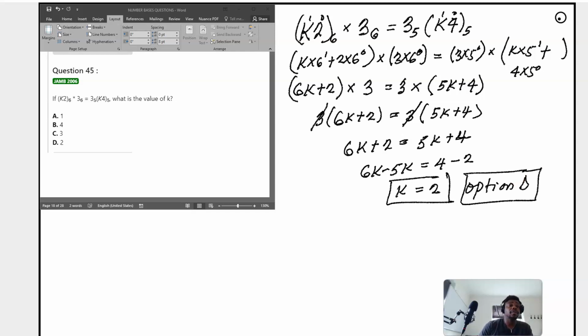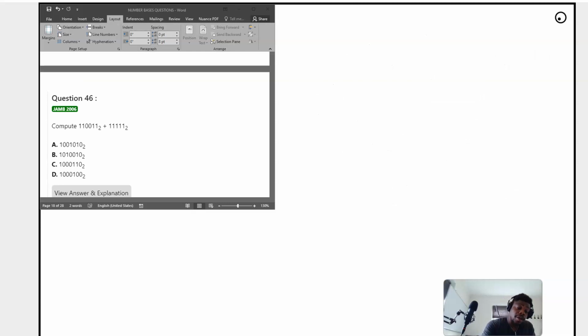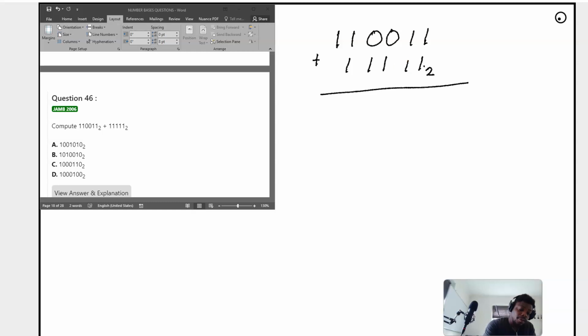Good. So next question, we want to add 110011 in base 2 with 11111 in base 2. We're adding this together. So 1 plus 1 is 2. 2 is equal to the base. So 2 divided by 2 is 1 remainder 0. Carry 1 here. So this is 3.